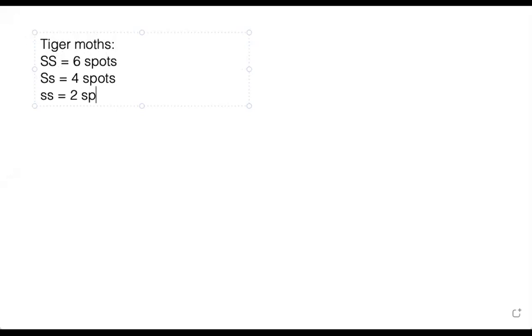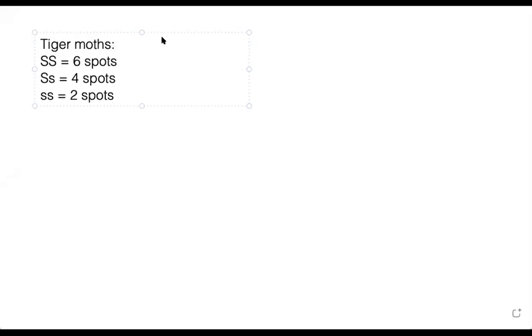Okay, so we've got tiger moths. If you have genotype big S big S, you have 6 spots. If you have genotype big S little s, you have 4 spots. And if you have genotype little s little s, you have 2 spots. All right, what am I going to do with that?